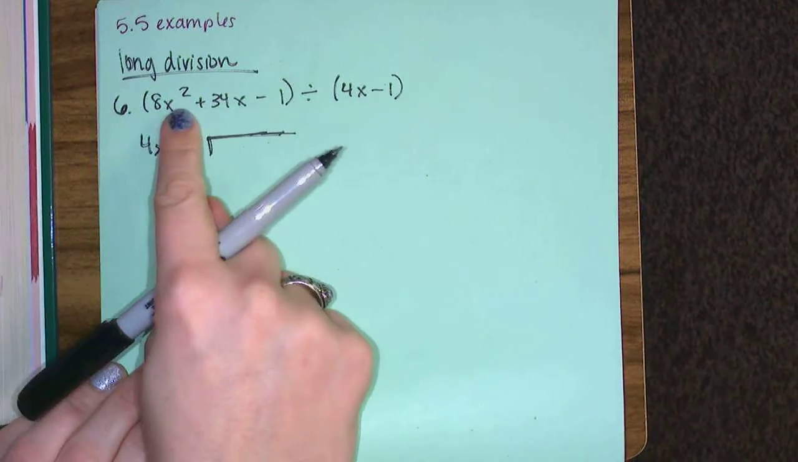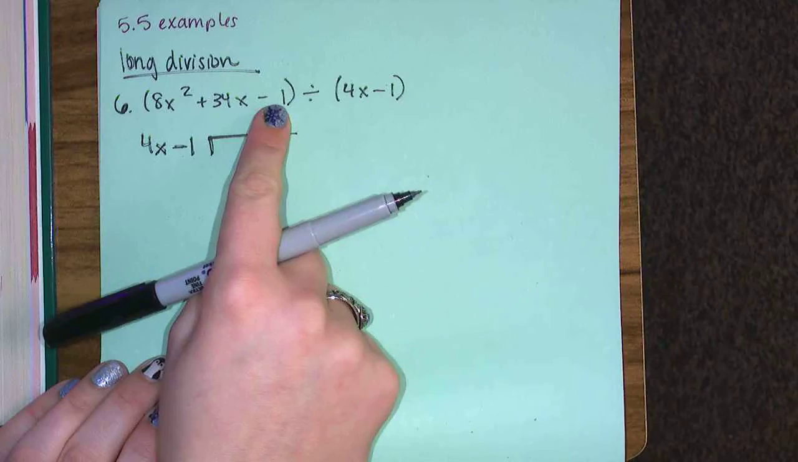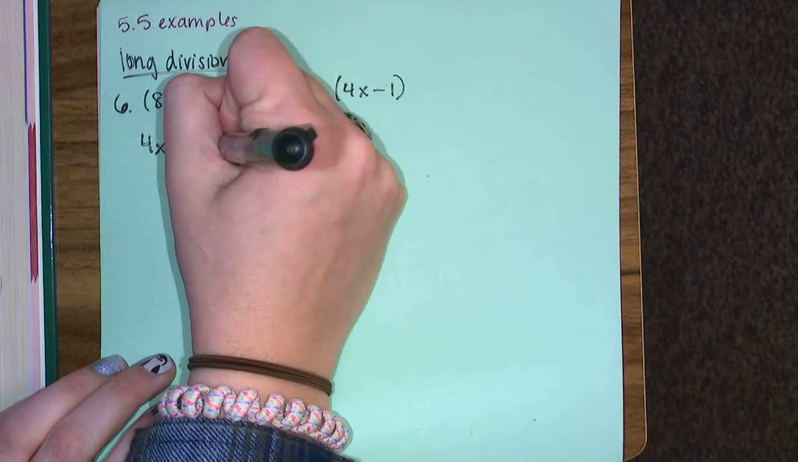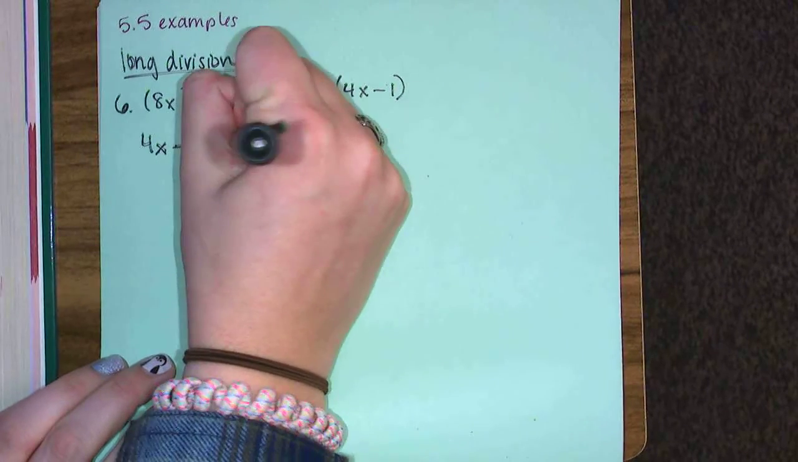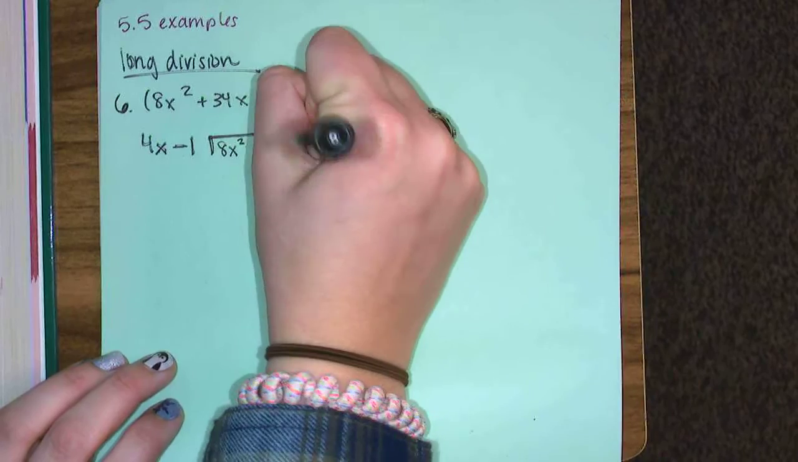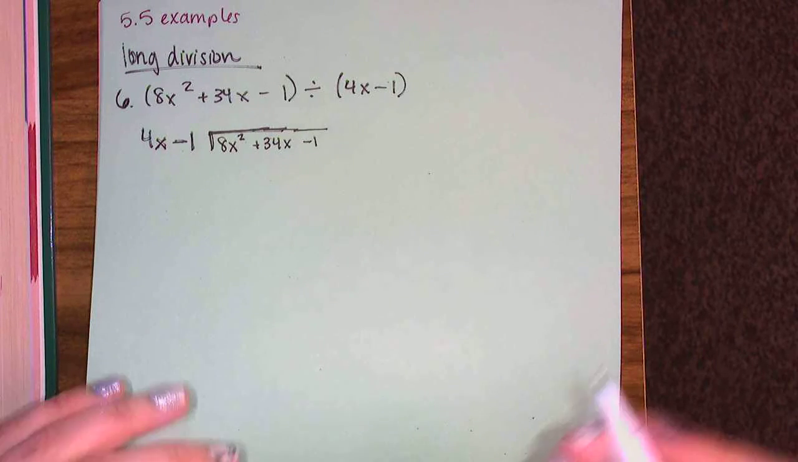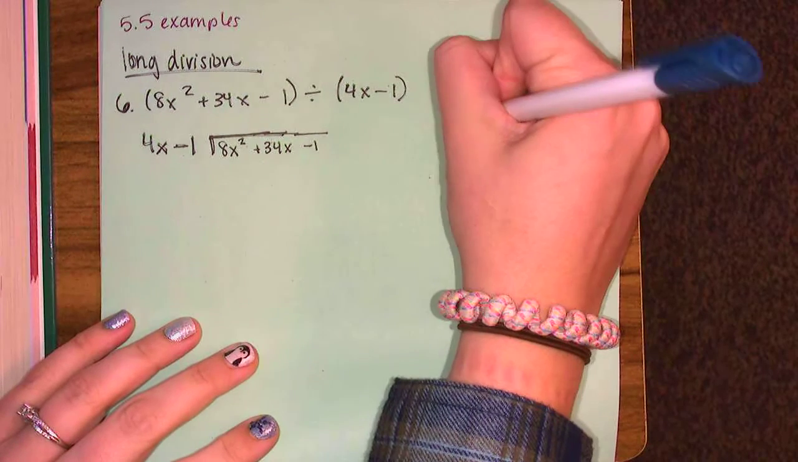Alright, so if I was missing any terms here, okay, I would have to write in a 0. In this case I'm not, so I can just write them in. You write them in with their variables, and their signs that go with them.